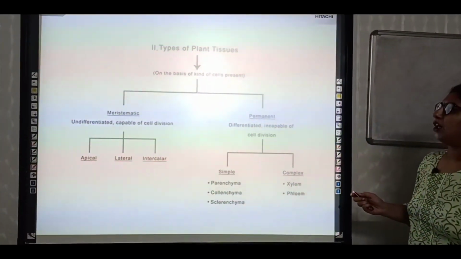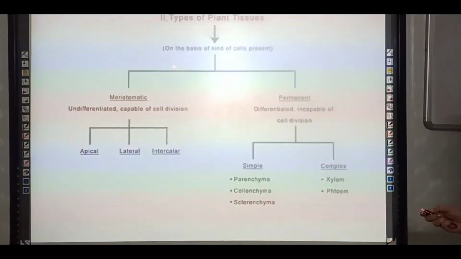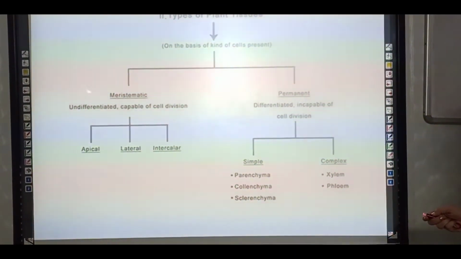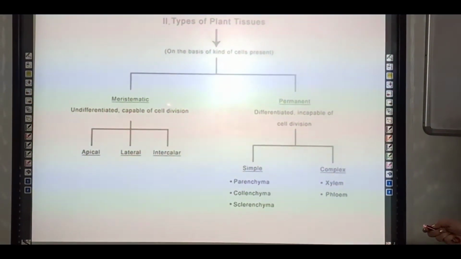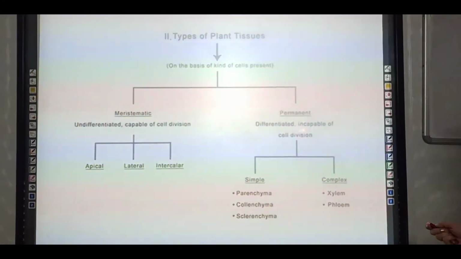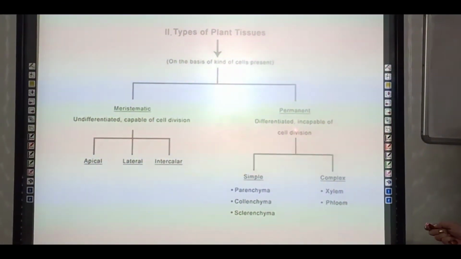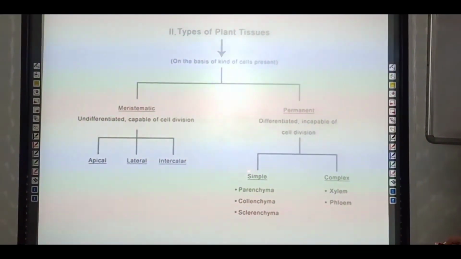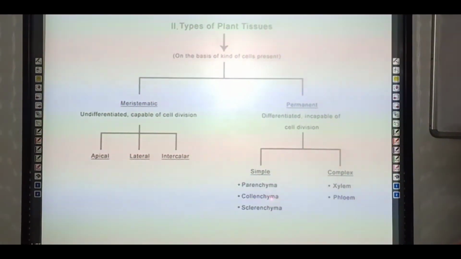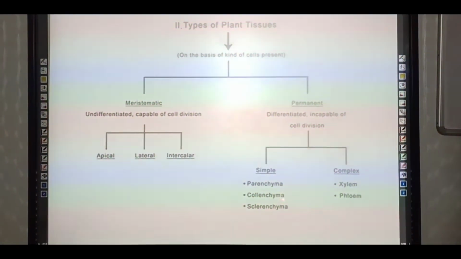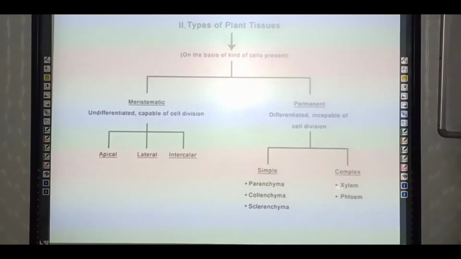Let's start with the plant tissues. We will study the type of plant tissues. Plant tissues are basically of two types. First is the meristematic. Meristematic tissues have the capability of division, but the permanent tissues are incapable of cell division. They don't divide. And today we are going to study the simple permanent tissues, that is the parenchyma, collenchyma and sclerenchyma. And the second type of permanent tissues are the complex tissues, that is the xylem and phloem.